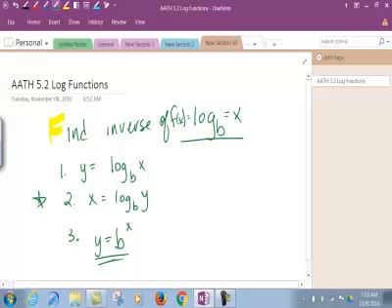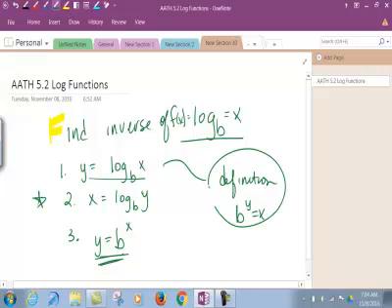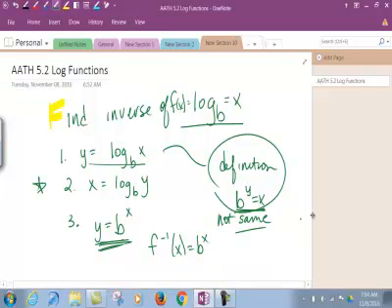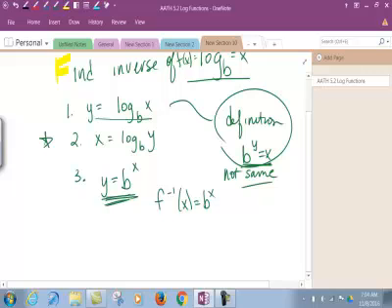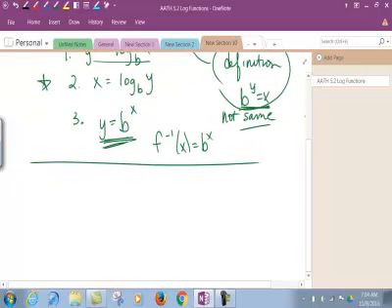Now I want you to be careful when you look at this and say that y equals b to the x is the inverse of y equals log base b of x, because we know that the definition of the log, when we change from log to exponential, would give us b to the y equals x. So this is not the same. It's a really tiny distinction, but this is the definition of the log, and this is the inverse. So f inverse of x is b to the x. This means that anytime we have a log function, we can quickly go to the inverse of it.